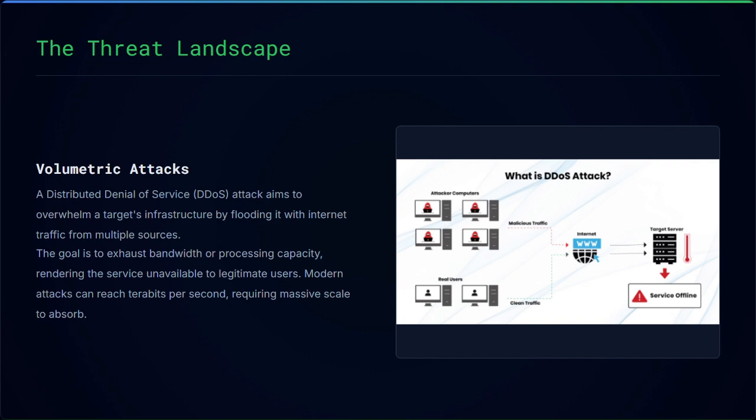So if you think of our website as a highway, a volumetric attack will be like thousands of fake cars flooding that highway all at once. So the goal of this attack is simple. It is to make the highway completely unusable for all legitimate traffic. Today, these kinds of attacks can actually reach terabits per second, which means that we need proper solutions with massive global scale to fight these types of attacks.